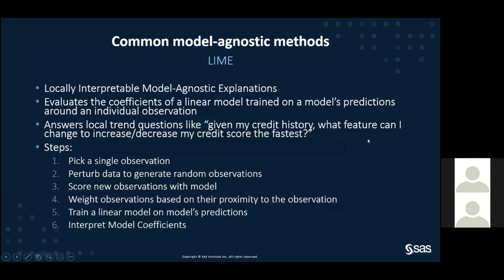Okay. So PD is a global variable trend interpretation. LIME is a local interpretation method. LIME has become pretty popular because it's pretty fast to compute and gives you local analysis of the model. What it does is it builds a local surrogate model and helps you understand the local behavior of the model.